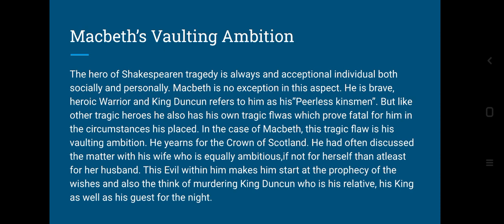He yearns for the crown of Scotland. He had often discussed the matter with his wife, who is equally ambitious, if not for herself, then at least for her husband. This evil within him will make him start at the prophecy of the witches and also think of murdering King Duncan, who is his relative, his king, as well as his guest for the night.